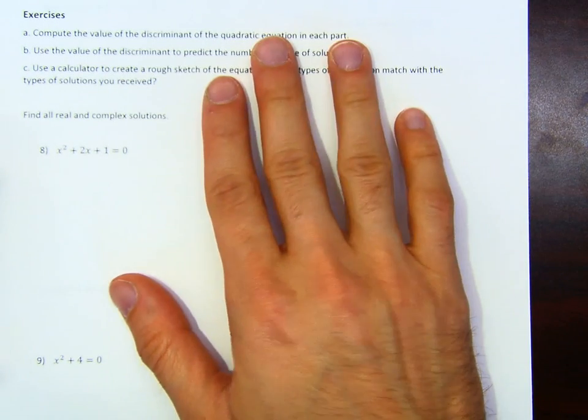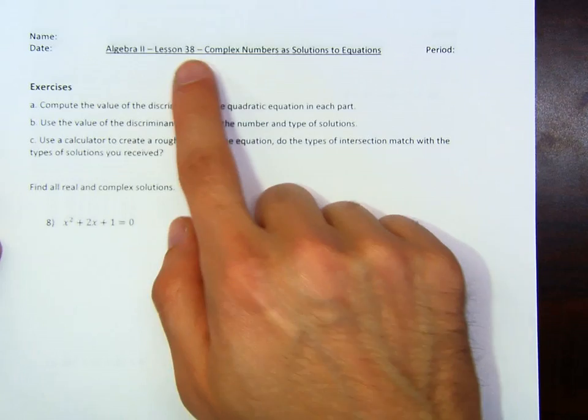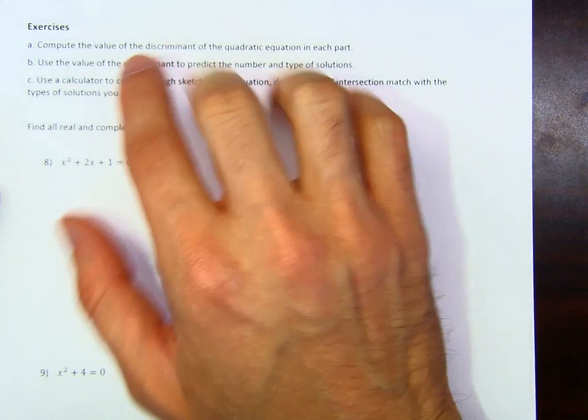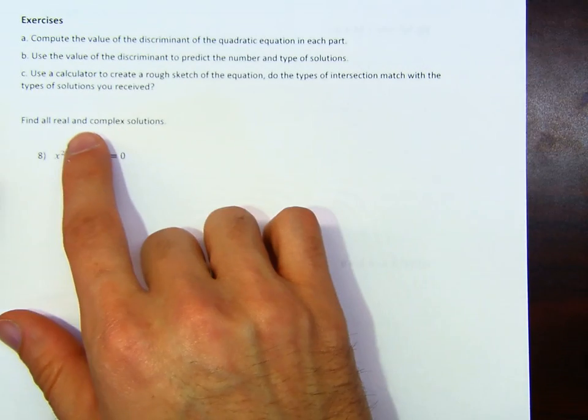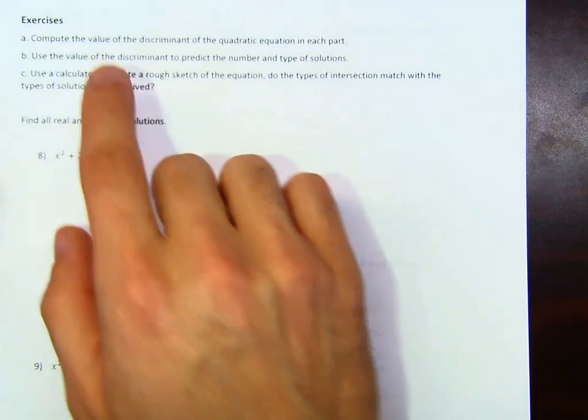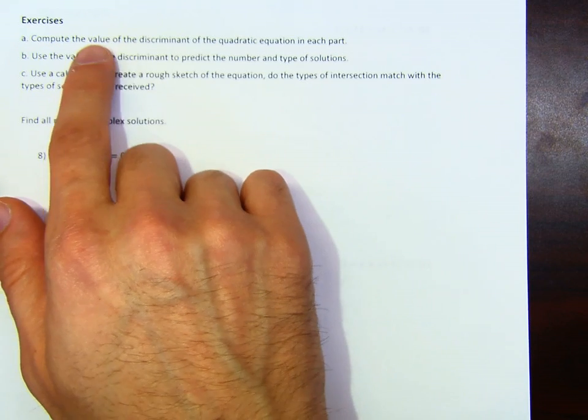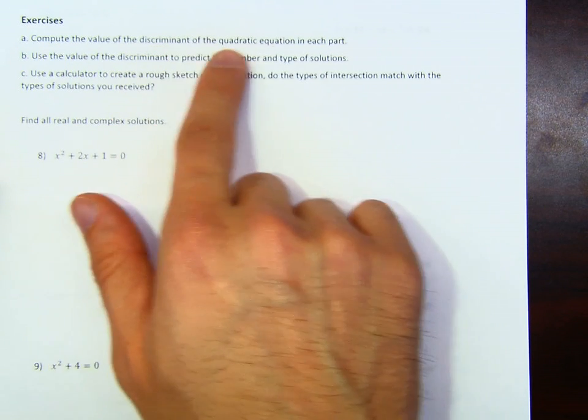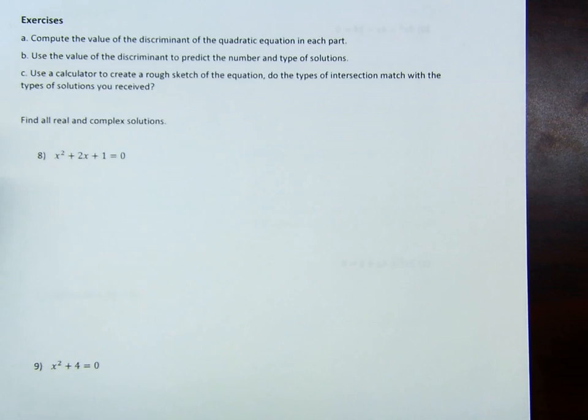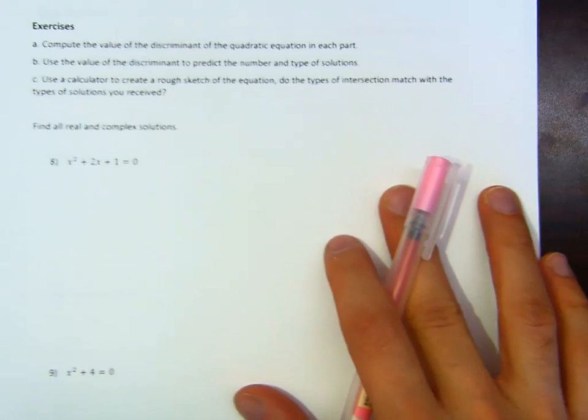All right, everybody. So this is page 3 for lesson 38. Let's get to the nitty-gritty. Here, it's asking us for each one of these questions. Part A, compute the value of the discriminant of the quadratic equation in each part. So let's try that for question 8.